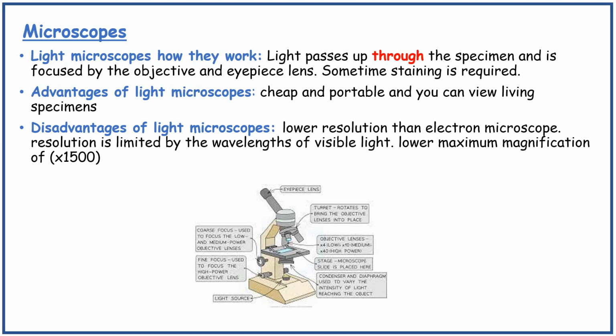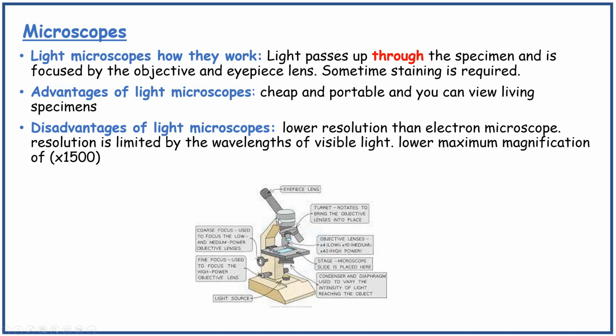Microscopes, light microscopes and how they work. Light passes up through the specimen and is focused by the objective and eyepiece lens. Sometimes staining is required, and the advantages of light microscopes are they are cheap and portable and you can view living specimens. The disadvantages of light microscopes are they have a lower resolution than electron microscopes. The resolution is limited by the wavelength of visible light. The lower maximum magnification is times 1,500.